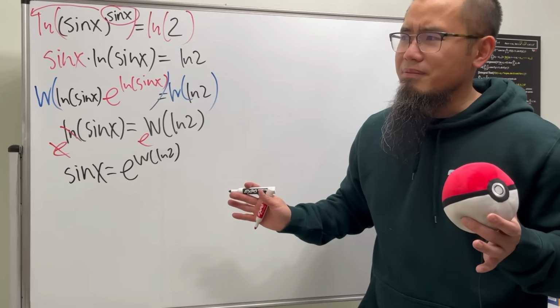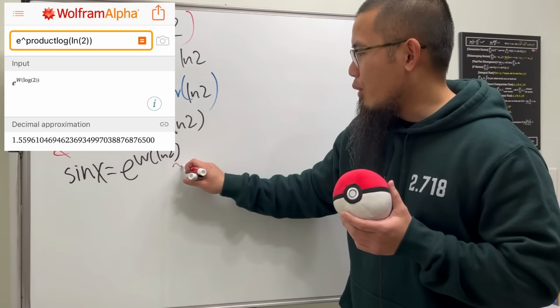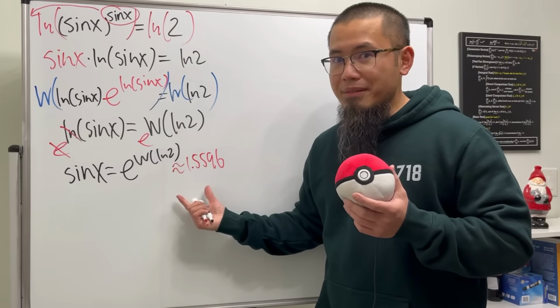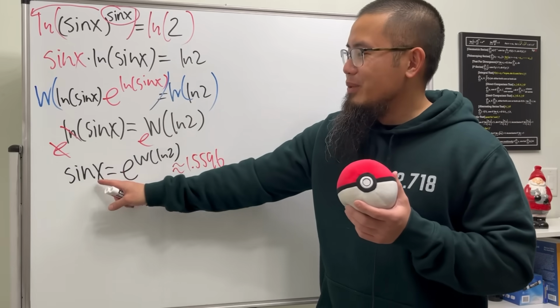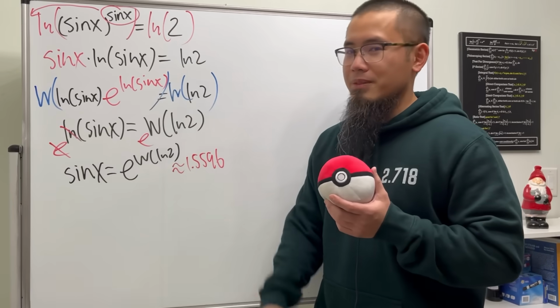Not just because it's fun, but the reason is because if you enter this on WolframAlpha, you will get approximately 1.5596, which is bigger than 1, which is outside of the range of sine x. But it's okay, we will get complex solution for this.